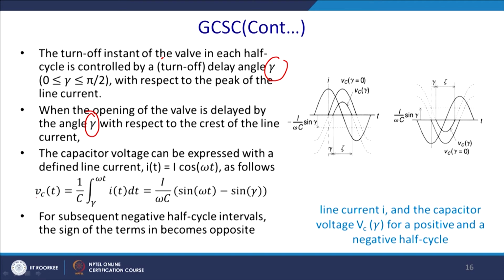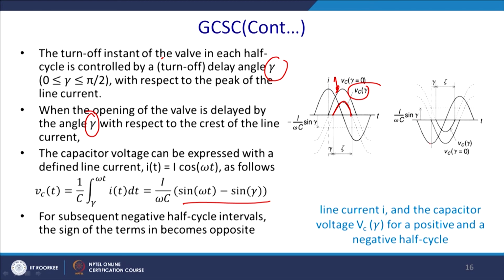So, Vc will be basically 1 by C integration of lambda to omega t, I dt, so 1 by omega C. So, it will be omega t minus sin lambda. For the subsequent negative half cycle same will be followed. So, ultimately this is actually V lambda. This is the voltage which you can control, and if you don't give any triggering, this will be the case. So, you can have a control over it by this. Similarly, same thing happens in the negative half cycle.